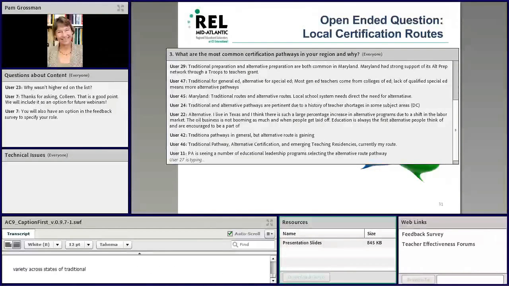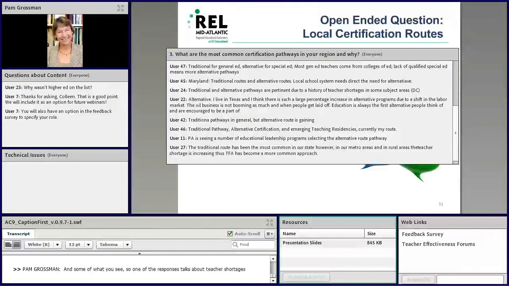And some of what you see, so one of the responses talks about teacher shortages. And again, the emergence of teacher shortage areas has led to a rise in alternative pathways that might address those. So the math immersion program is one example of that. And then some of these are also a function of state policy. So some states, I think including Florida, mandate some kind of alternative program be available to teachers.